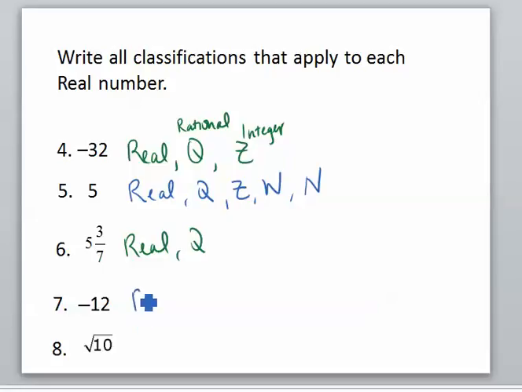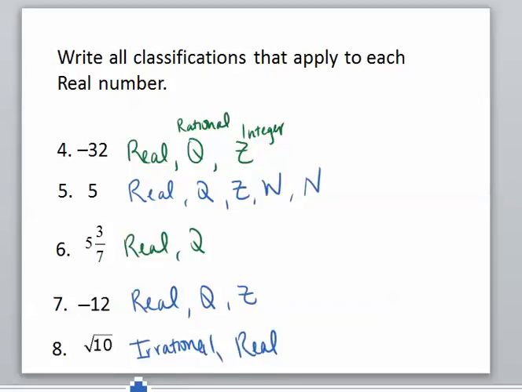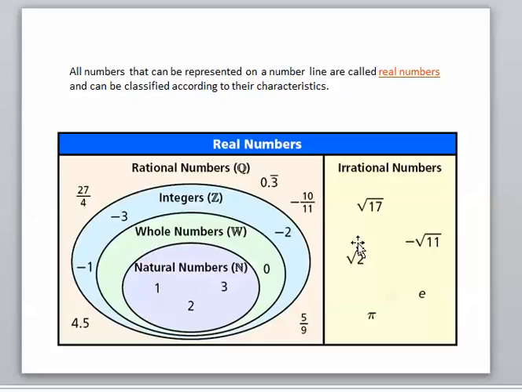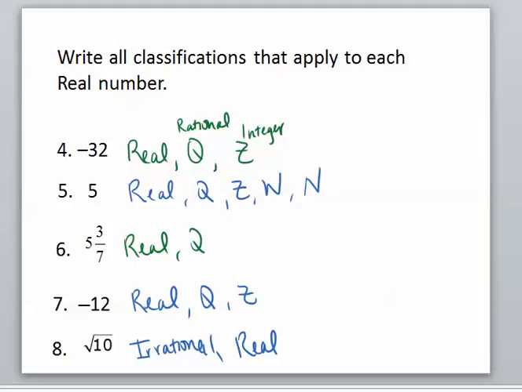The next number is a real number. It is a rational number. It can be written as a fraction, and it is an integer because it's a negative number. It is not a whole number because whole numbers are 0 and the natural numbers. This is not a natural number. The last one is an irrational number. So it's a real number, and it's irrational. There are no subgroups once you say it's irrational. It's just simply irrational. Again, bring all your questions to class and we'll discuss these further.